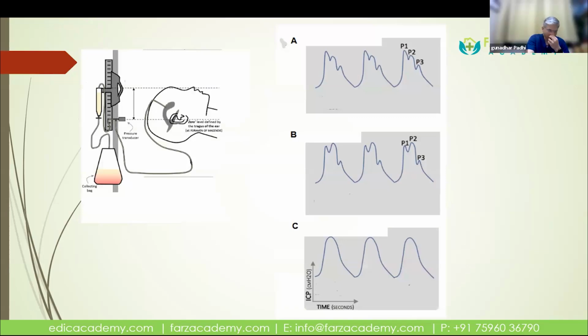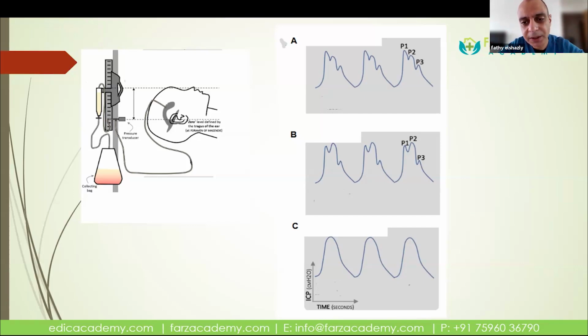So identify the equipment on the left side and the graphs on the right side, the waveforms. The left side, this is an EVD, an external ventricular device, and these are the ICP waveforms. You can see B1, B2, B3.